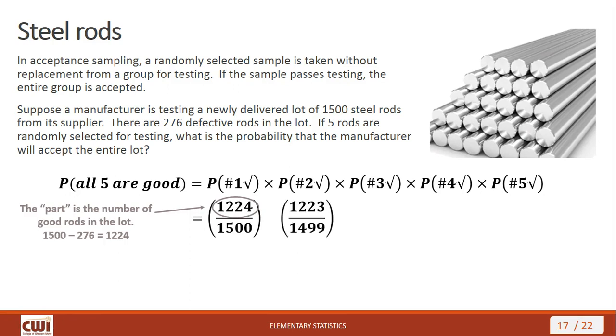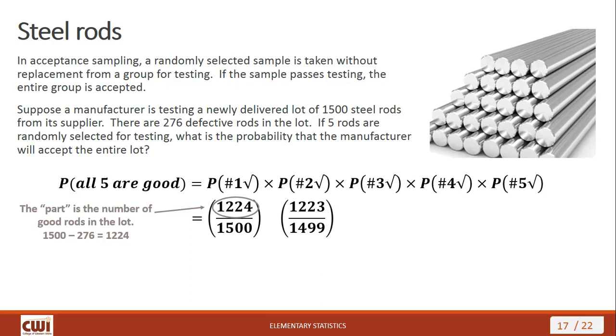The probability that the second rod we test will meet our criteria is 1223 over 1499, because the first rod that we test does not go back into the lot to potentially be selected again for testing. Once we've taken the rod out for testing, we don't put it back in. Therefore, we are sampling without replacement, and we have dependent events.